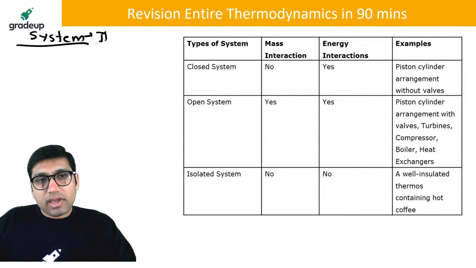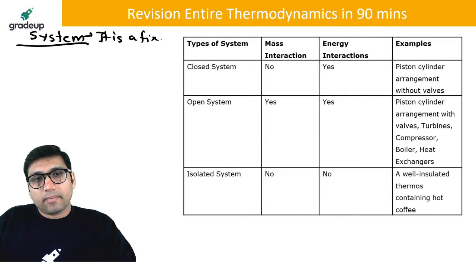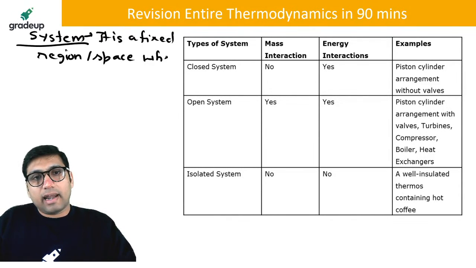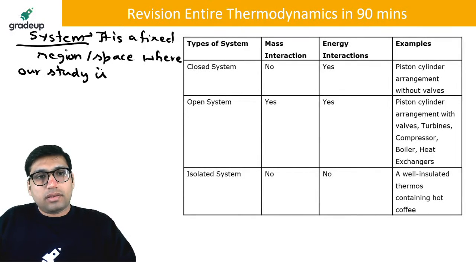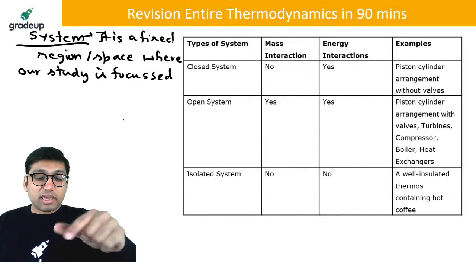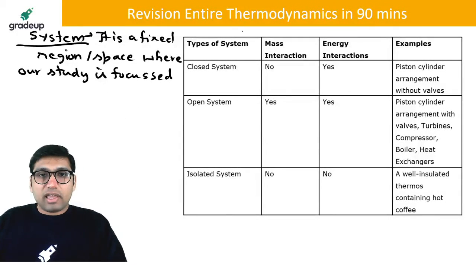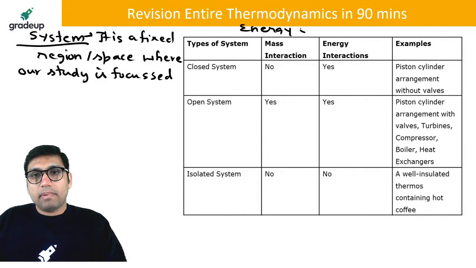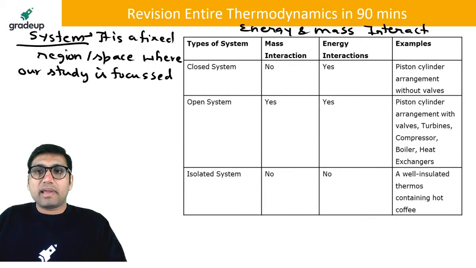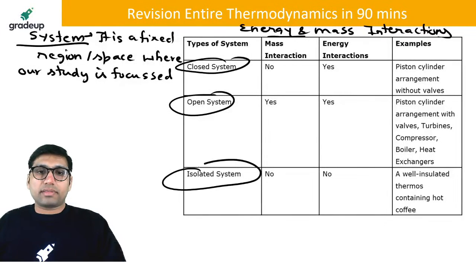System, what is system? It is a fixed region or space. That is the definition: a fixed region or space where our study is focused. That is called system. Now this system can be of different types based on energy and mass interaction. Based on energy and mass interaction, the system can be classified into three major types. It can be closed system, open system, and isolated system.